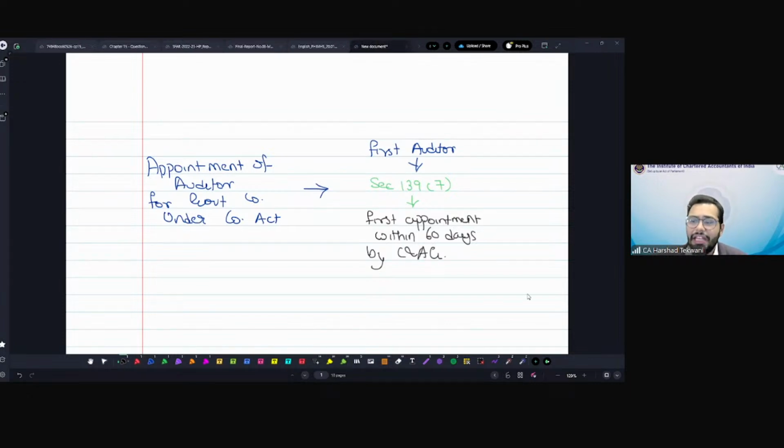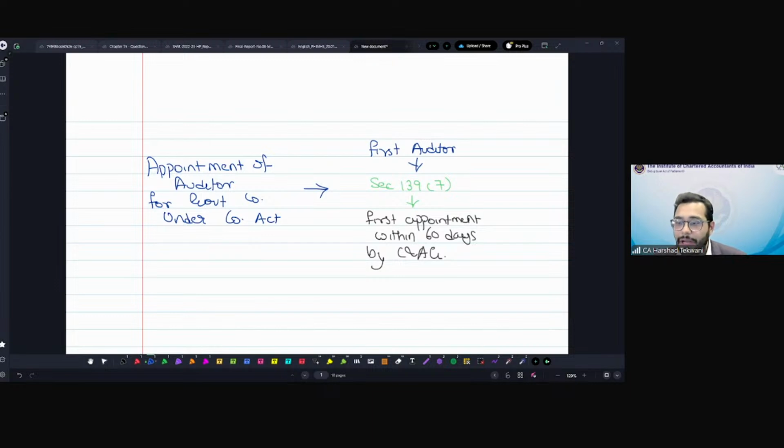And then if C&AG doesn't appoint, then board of directors have to appoint within next 30 days. And in case of failure of board of directors, then again it goes to the members within next 60 days. And that's the process given in 139.7. So that is for the first auditor. Starts with the C&AG, but if C&AG is not able to appoint, then it goes to the next level to the board of directors.